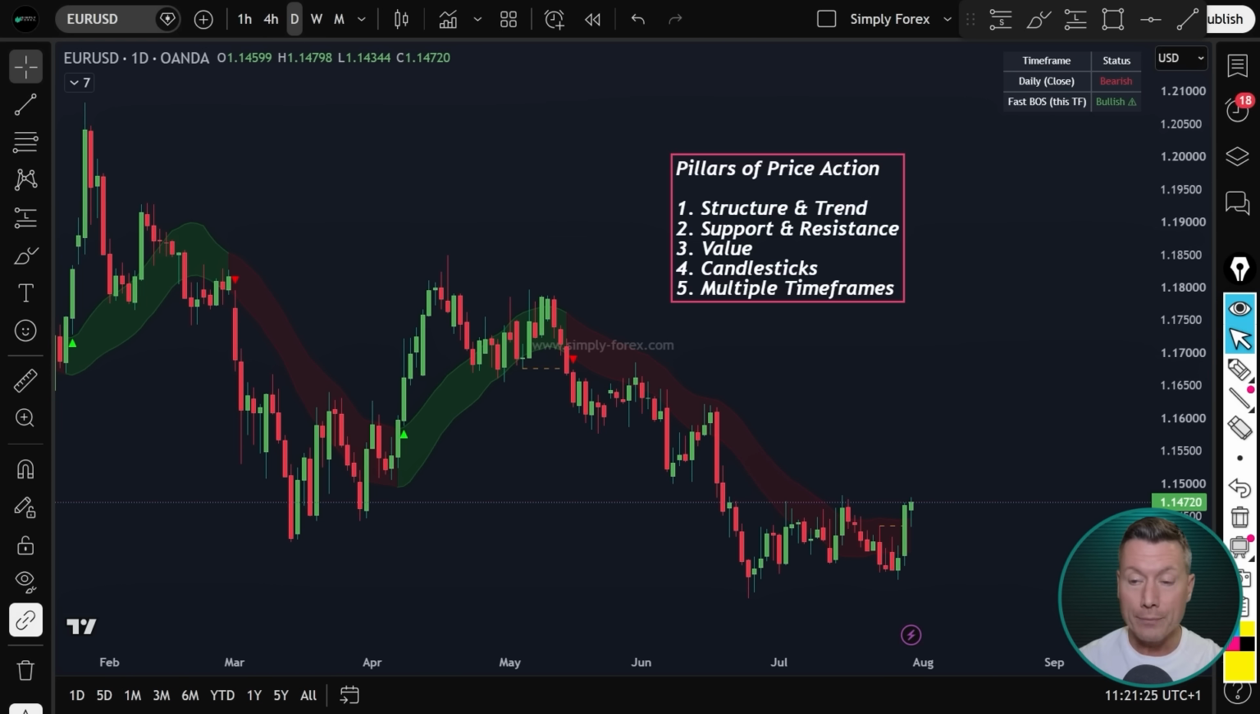So let's first of all understand why this is such a powerful indicator and such a powerful tool. There are several strategies that derive from this indicator, and I'm going to share one of them with you today. But price action, let's start there.